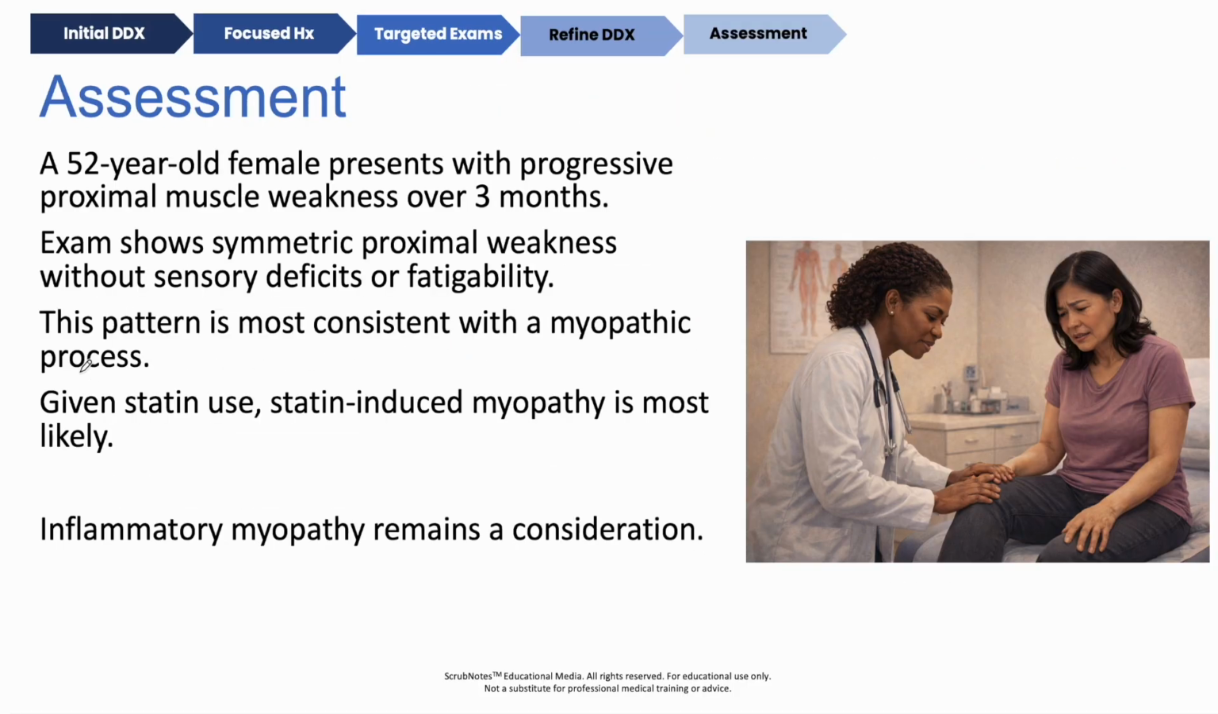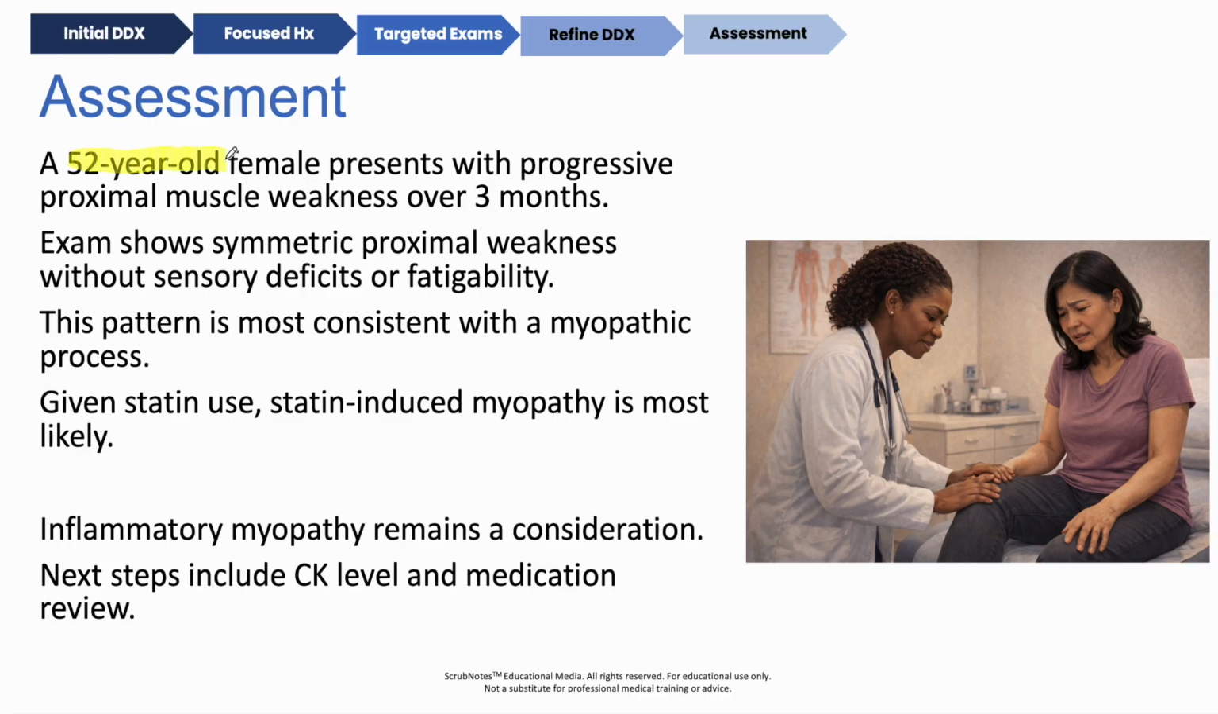Okay, so let's bring it all together and present an assessment. We have a 52-year-old female who presents with progressive muscle weakness over 3 months. Exams today show symmetric proximal weakness without sensory deficit or fatigability. This pattern is most consistent with a myopathic process. Given statin use, statin-induced myopathy is most likely here. Inflammatory myopathy remains a consideration, but for next steps we should include a CK level and medication review.